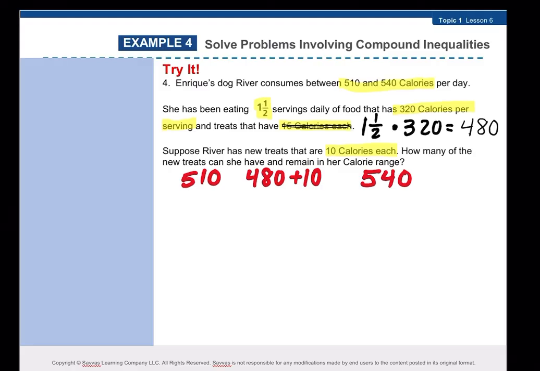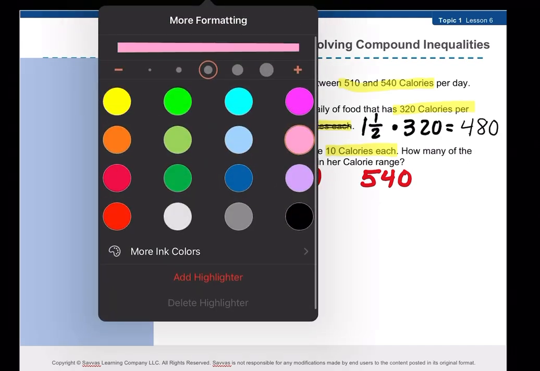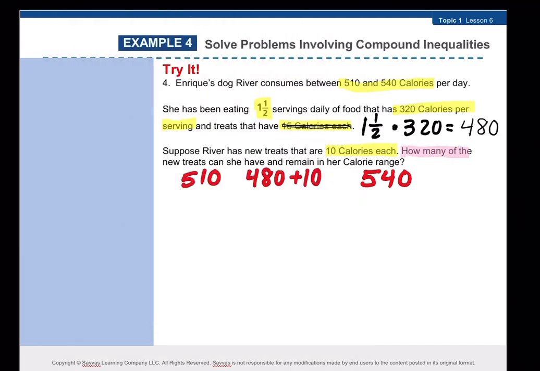Since that is my question, right? My question is how many of the new treats can she have, right? So that's whatever I'm looking for. What I don't know should be X. X should be the number of new treats she eats, right? So I think X is going to be multiplied by 10 because it's 10 calories for every new treat. So 10 times X. If she eats 1 treat, it's 10 calories. If she eats 2 treats, it's 20 calories.